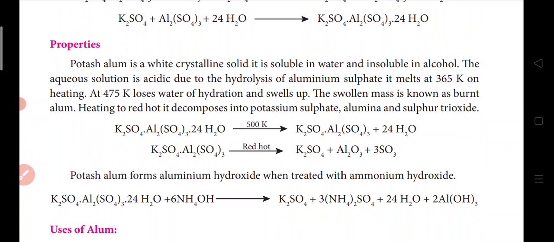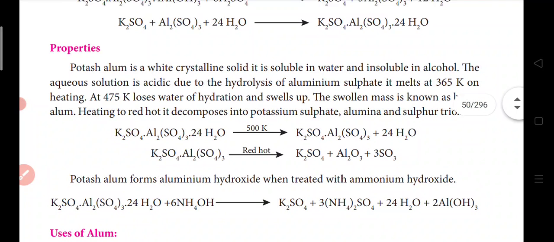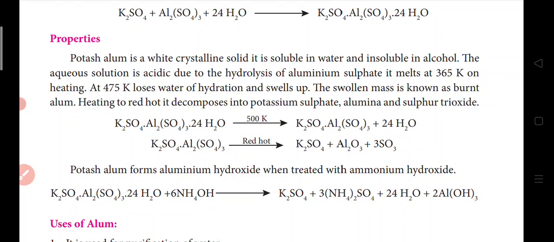Potash alum is a white crystalline solid. It is soluble in water but insoluble in alcohol. This alum is used as a water purifier. We use it in houses, and in some houses people tie it at the entrance for ritual purposes. It is also used for the purification of water.